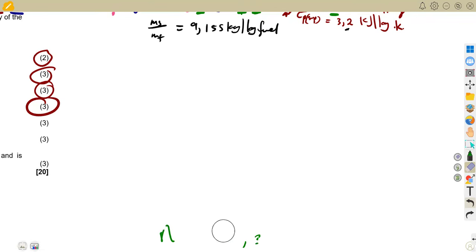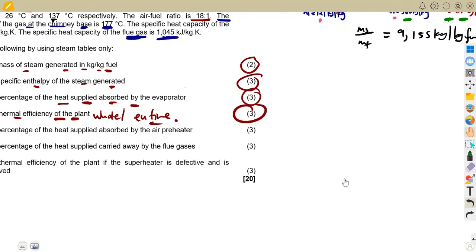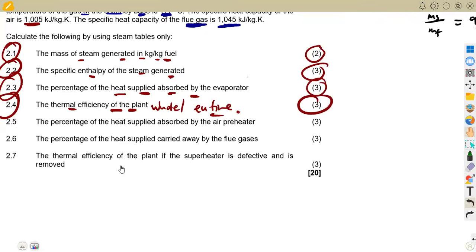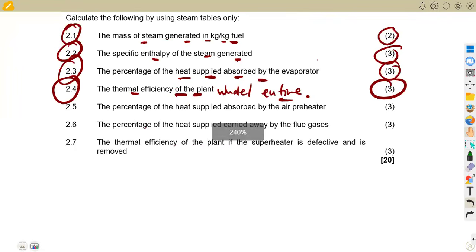Let's see another question. So these are the typical questions. On 2.5, they need us to calculate the percentage of heat supplied absorbed by the air preheater. So take note, it's the percent of this, it's efficiency again. But it's the efficiency that is for the air preheater.